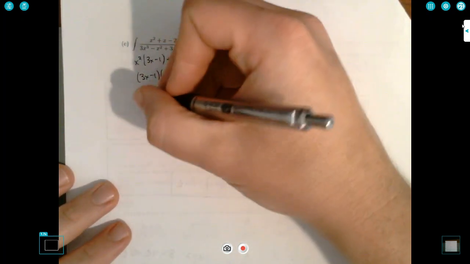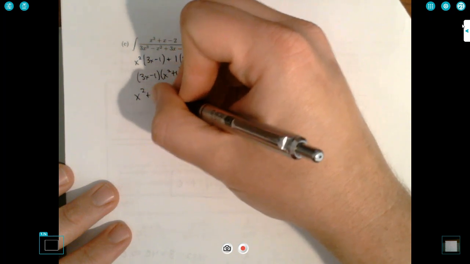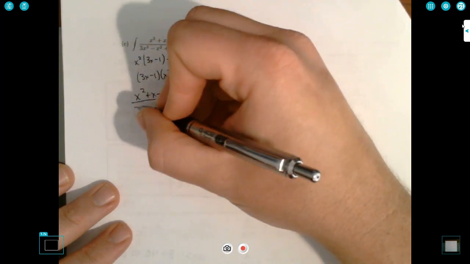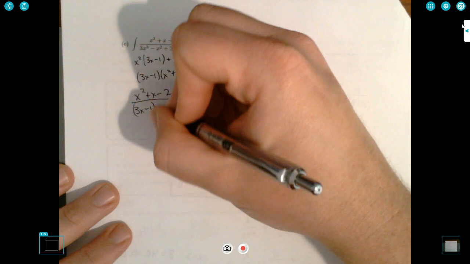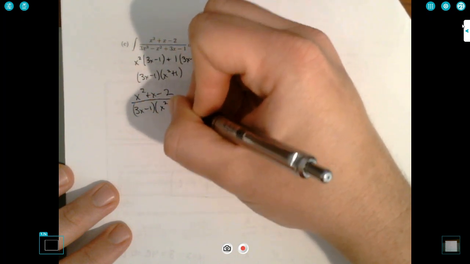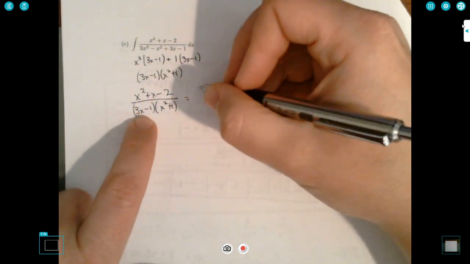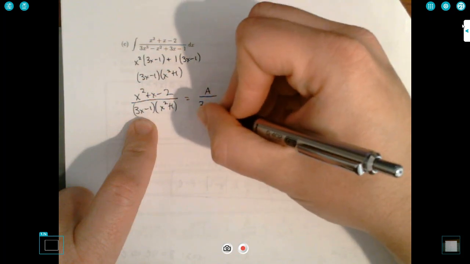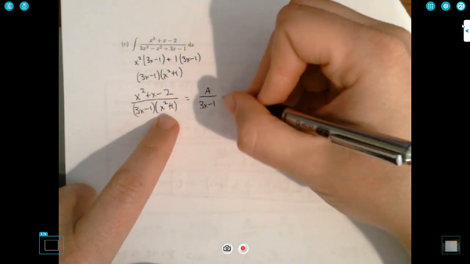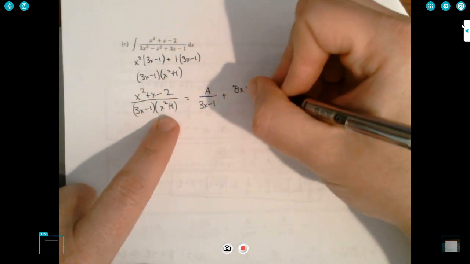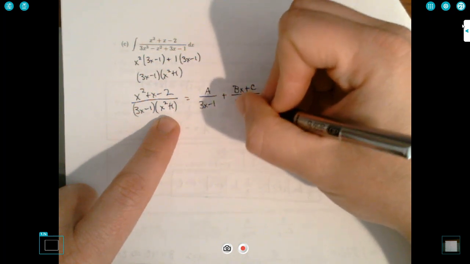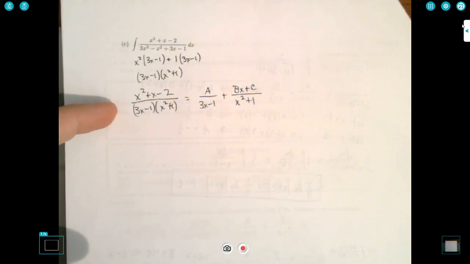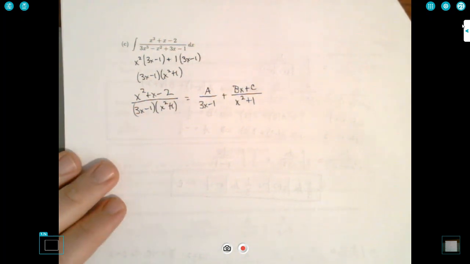So x squared plus x minus 2 over 3x minus 1 times x squared plus 1 is going to be, this one gets just an a, this one gets a bx plus c. Then I can multiply through by that denominator to clear all the fractions.